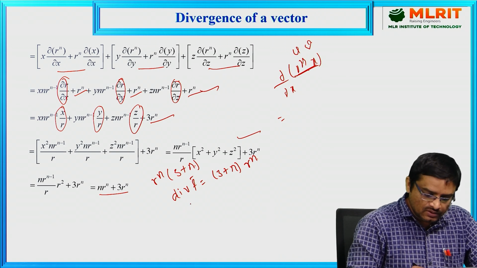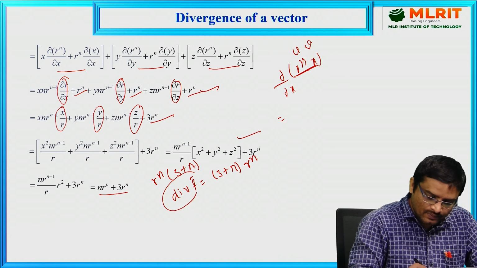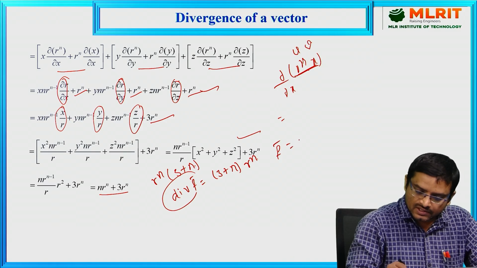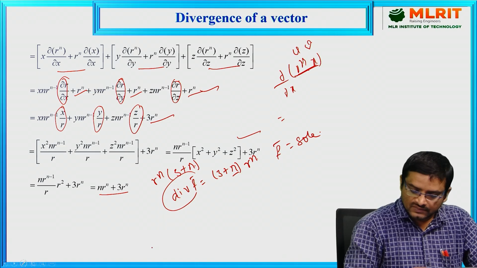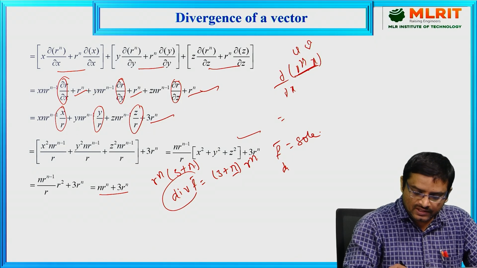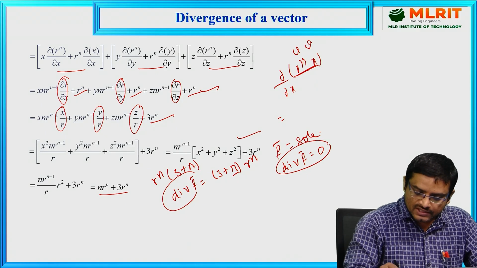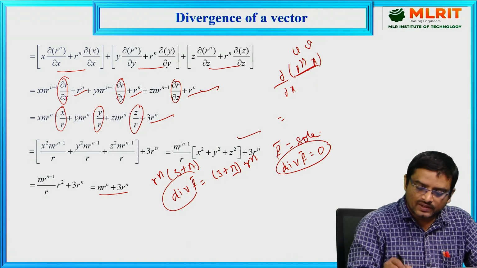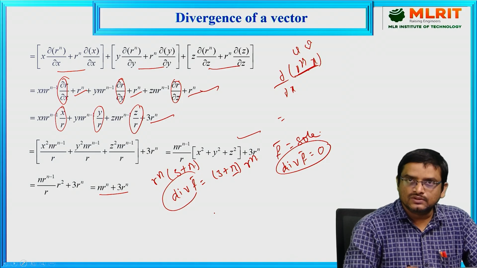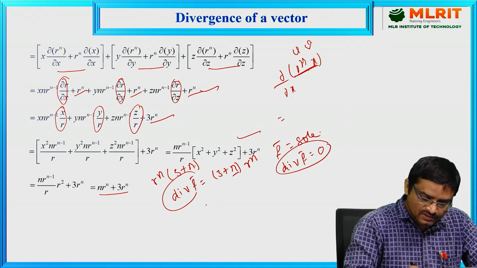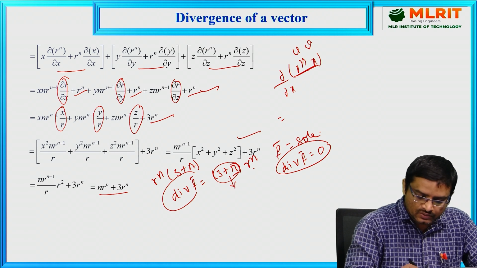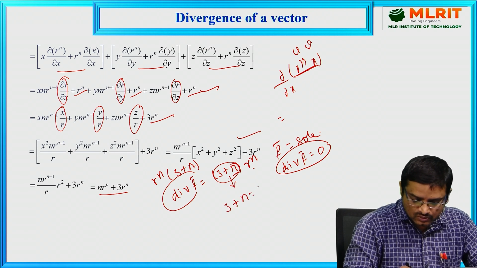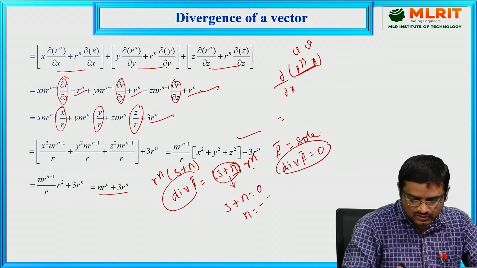Now what is our problem? In order to say that this vector f bar is solenoidal, what will be the value of n? How can you say that a vector is solenoidal? Div f bar is equal to 0. So in order to satisfy this condition, what value do we have to substitute in place of n? Now equate this. 0 into anything is equal to 0, so we have to get 3 plus n is equal to 0. So n is equal to minus 3.